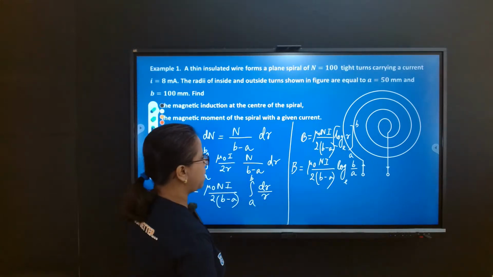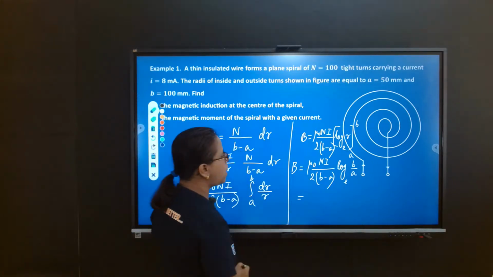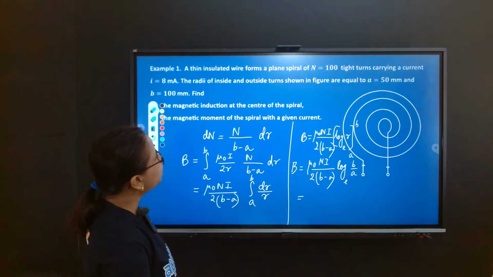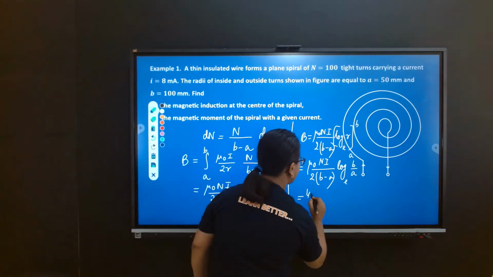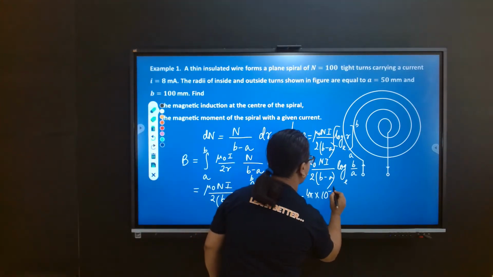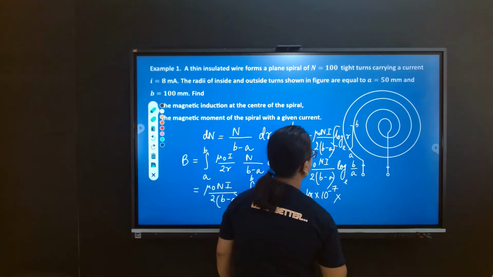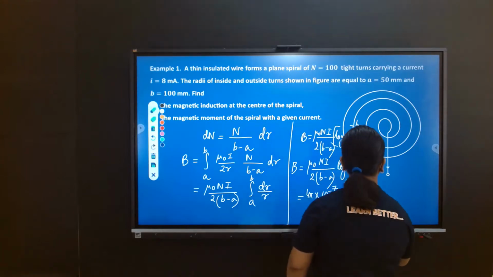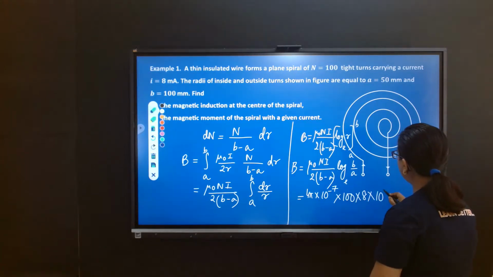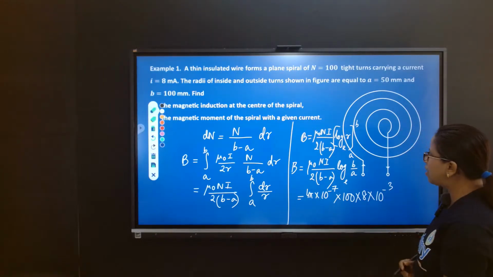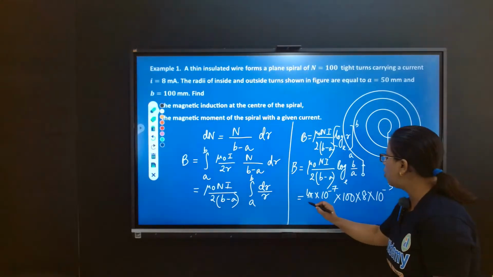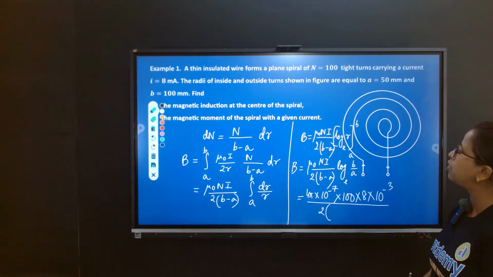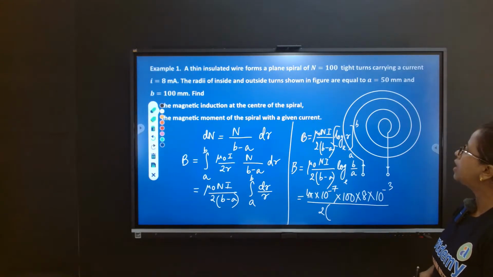So if we now proceed with the values, we can very well arrive at a numerical value at the end of this. So we have mu naught, we know the value of mu naught. It's nothing but 4 pi times 10 to the power minus 7 in SI units. We have n given as 100. We have I as 8 milliampere. Let's convert that to ampere. It's 8 times 10 to the power minus 3, whole divided by 2 times b minus a. Let's use the SI units. B is 100, A is 50.